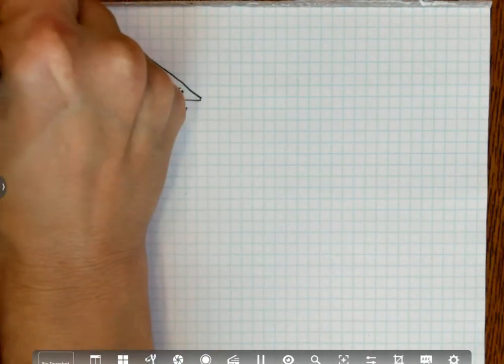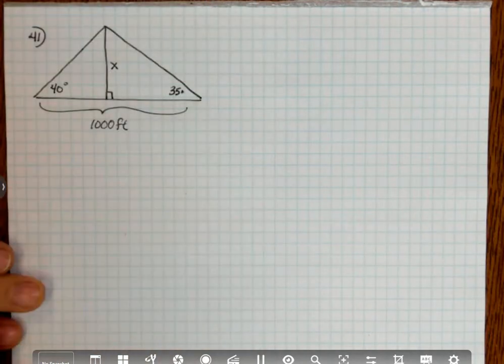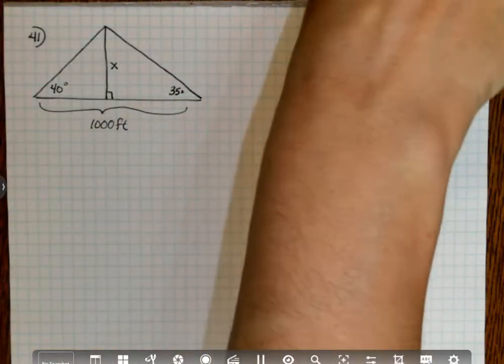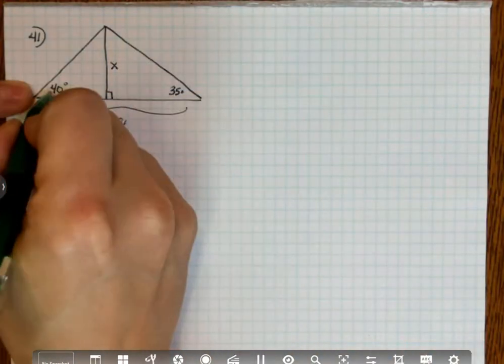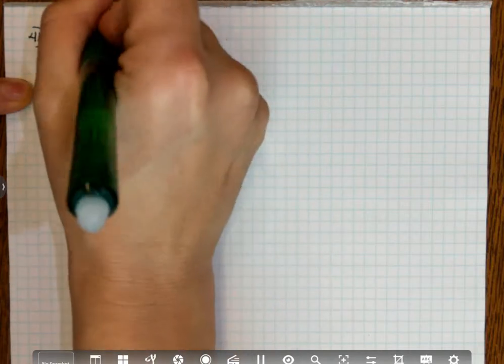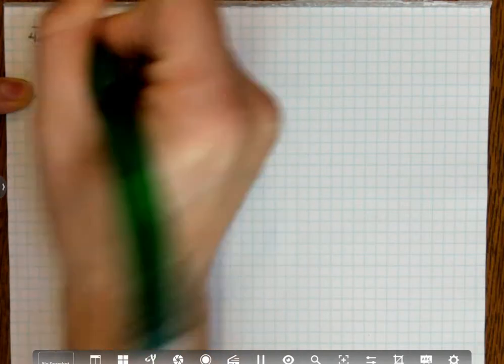And when you have a problem like this, basically the steps are always going to be the same thing. You're going to start by looking at your non-right triangle, your whole shebang. And I've got a 40-degree angle, a 35-degree angle. What is that going to leave me for that up there?